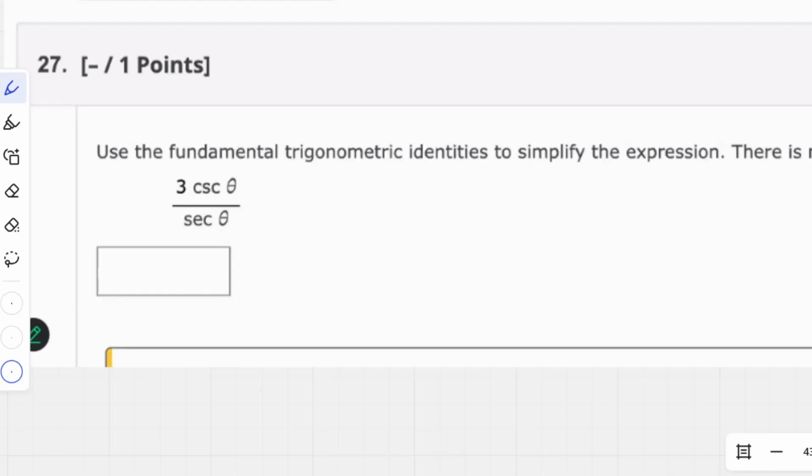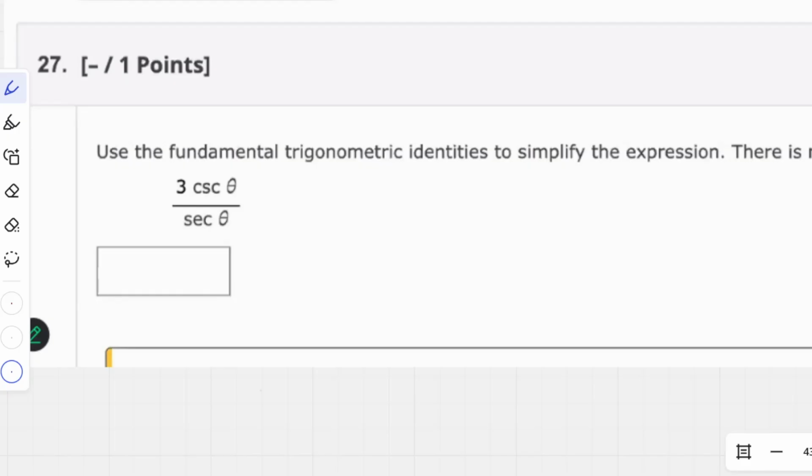So kind of one of our other primary solution methods. Let's see, we got Pythagorean and then add fractions, but the other one is convert everything into sine and cosine. And that's probably how this one's going to go.